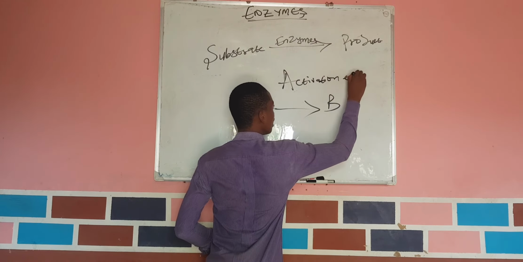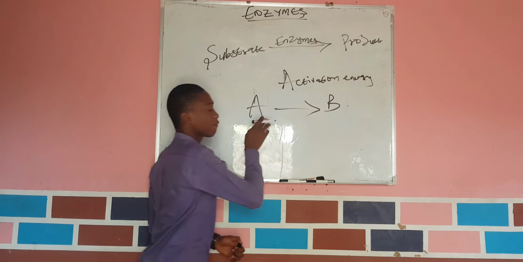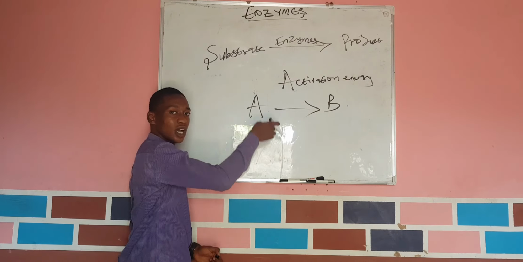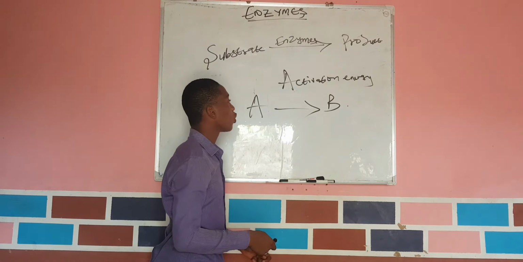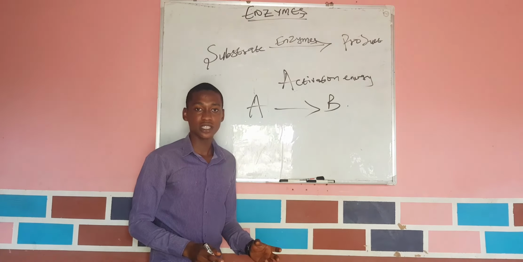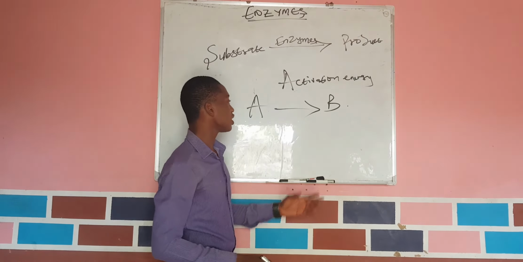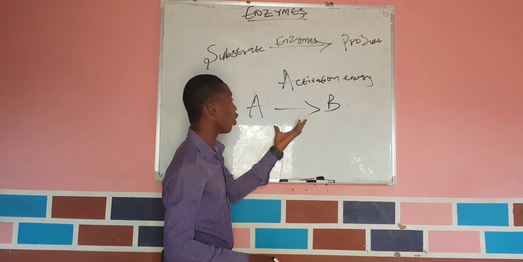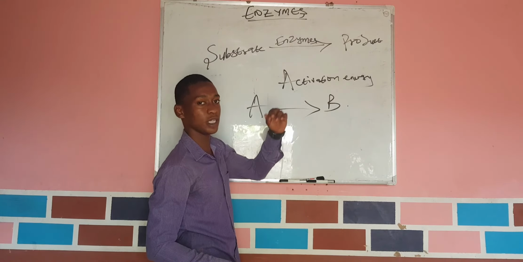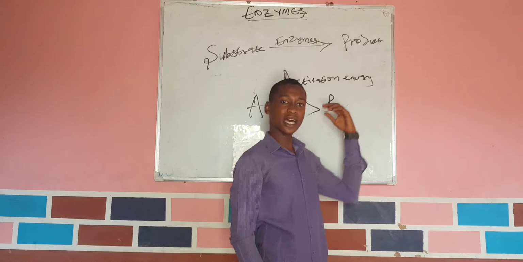Activation energy is the energy required for A to go from the ground state to the transition state. That is what we call activation energy. So for this reaction to occur, we must use transition state theory to explain it. So that is it for catalyst.